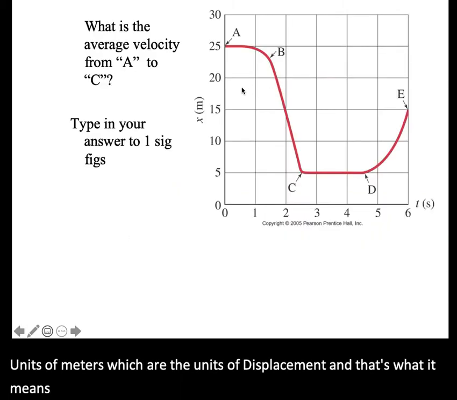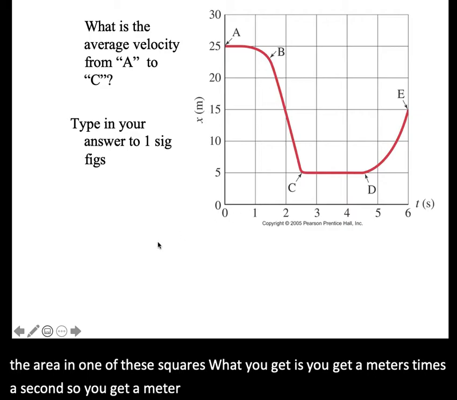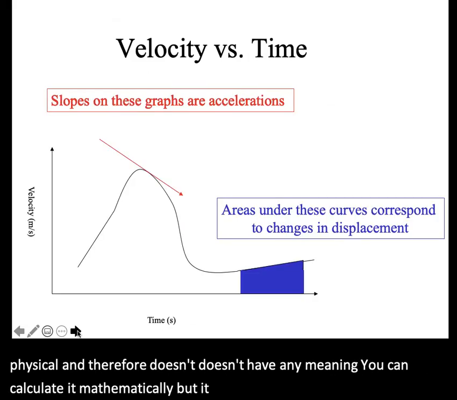If you go back to a displacement versus time graph and find the area in one of these squares, what you get is meters times a second. So you get a meter second, which doesn't correspond to anything physical and therefore doesn't have any meaning. You can calculate it mathematically, but it doesn't correspond to a kinematic variable, right?